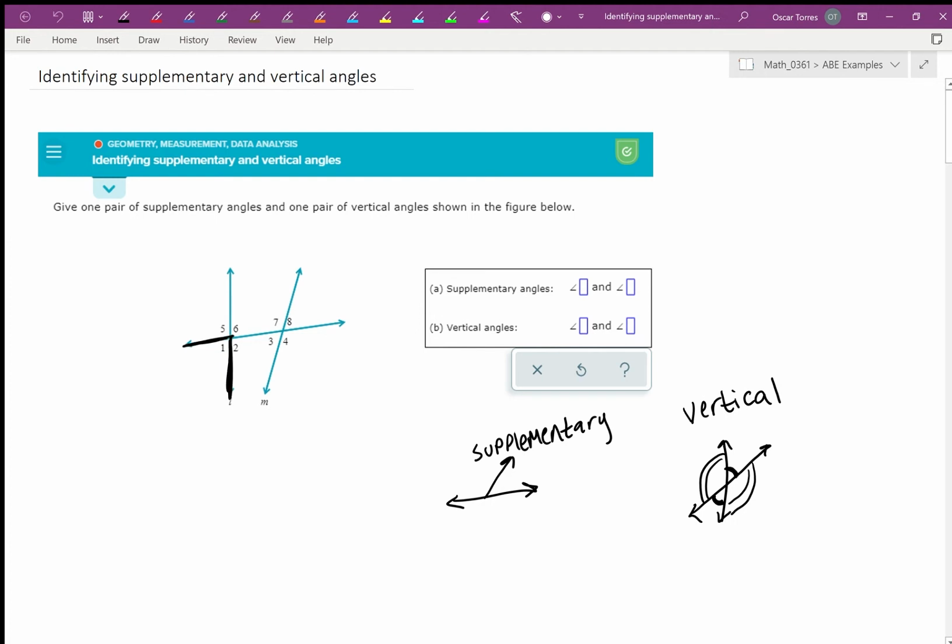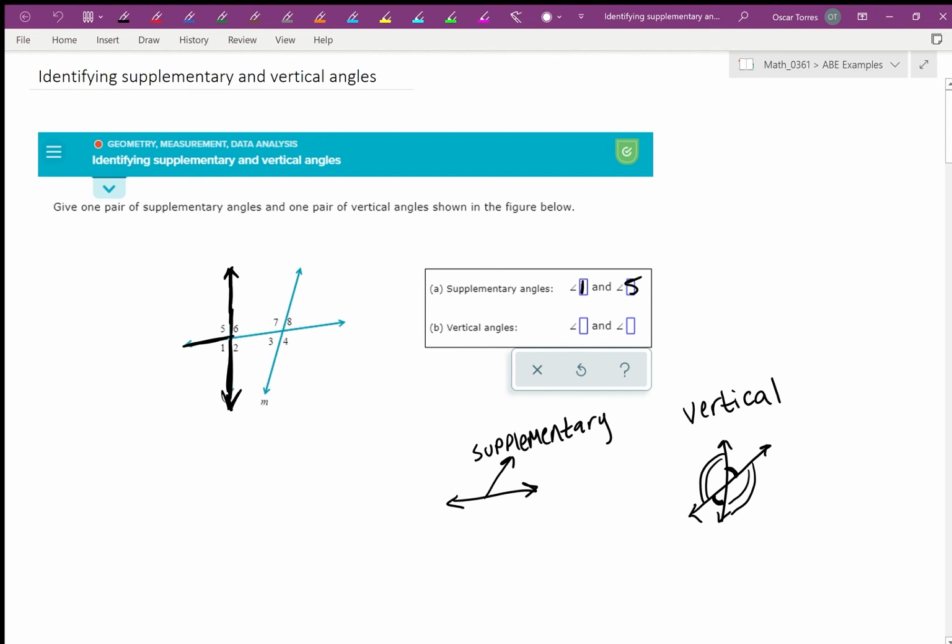If I'm trying to get a straight line out of it, I either need to extend this line to the right, or I can extend this bottom line upwards. Either way is correct as long as you choose one or the other. If we stick with this line that goes straight up, we'll notice that there's a straight line running from the top to the bottom. What two angles make up this straight line? Well, it would be the angle 1 and the angle 5. So my answer for A could be 1 and 5. And we're done with that problem.